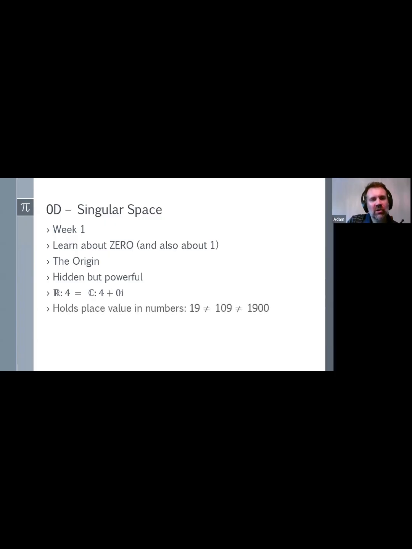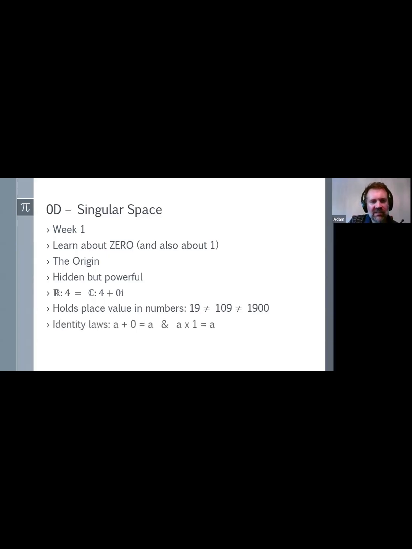So it also holds place value in numbers. It makes the difference between 19 and the number 109 and the number 1900. These are very different numbers. They are not the same because the zeros take the place of certain parts of the number, getting rid of, say, the tens place or the ones place. So these are hidden, but it can be used very powerfully in math.